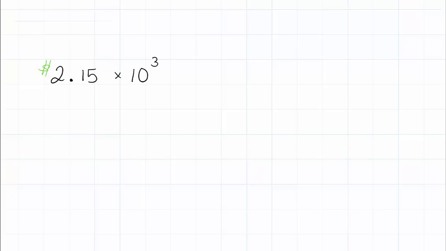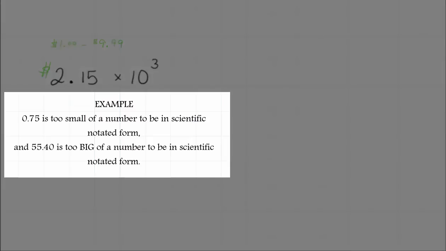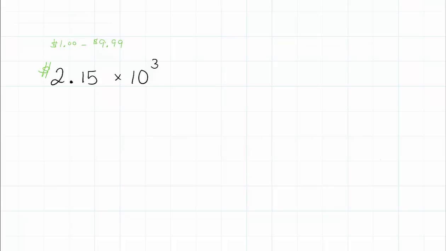But in order to be in scientific notation form, it has to be a number that falls between $1 in size and $9.99. We're not allowed to have a two-digit number or anything bigger than that, and we're not allowed to have anything smaller than a one-digit number. So it can't be like 50 cents. So $2.15 falls between that range. So this is in scientific notation form.